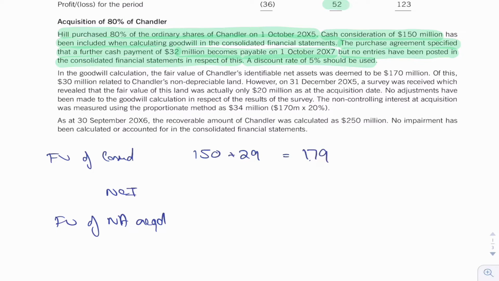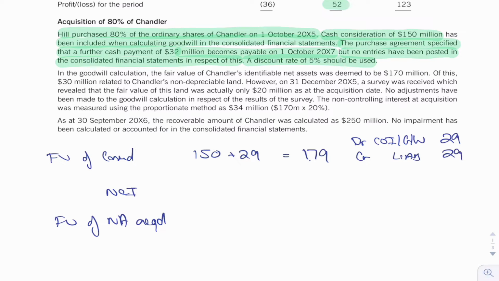It says tell me the adjustments, and obviously I'm explaining this is a future payment, and so it needs discounting down for the time value of money at 5%. It needs to be brought in at its present value. And to do that, I would need to debit cost of investment or debit goodwill in the group accounts with 29 and credit liability with 29.